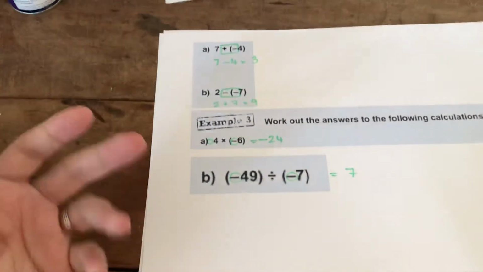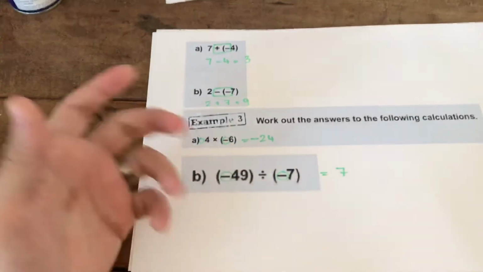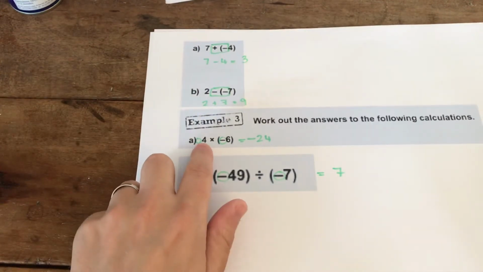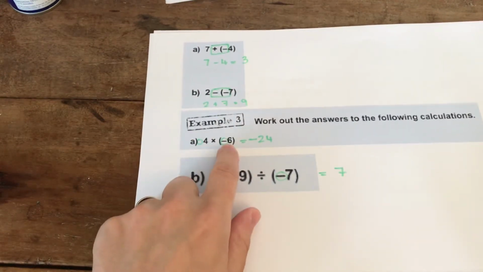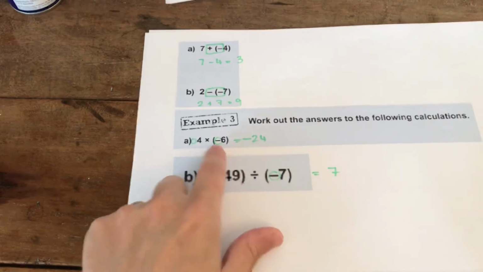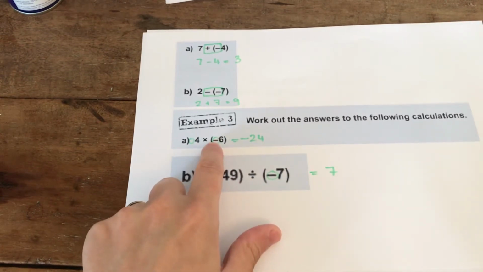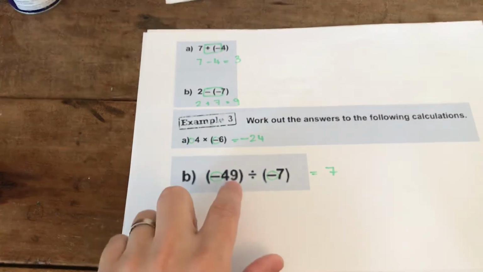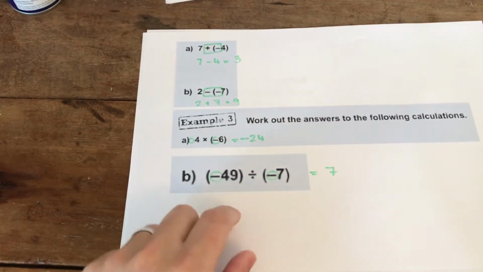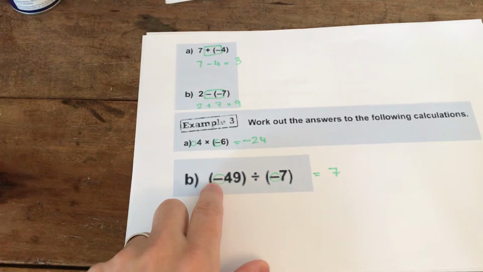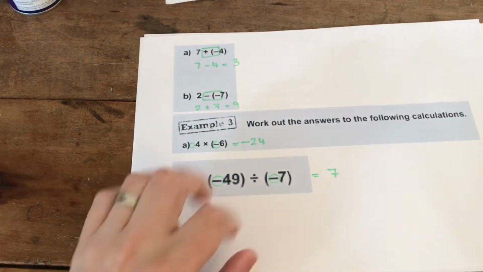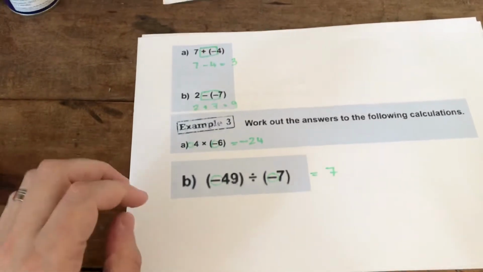Now, I like to think of it as when I've got a negative, it changes my sign when I'm multiplying or dividing. So, for example, if I've got 4 and I times by -6, I do 4 times 6, but I have to change the sign when I'm timesing by a negative. If I've got -49 and I divide by -7, I do 49 divided by 7, but because that's a negative, I've got to change the sign to a positive because I'm dividing by a negative. And that kind of gets us away from doing the plus and the minus.